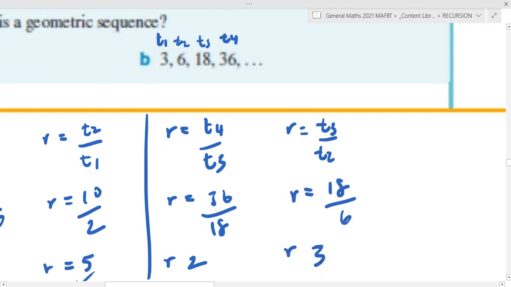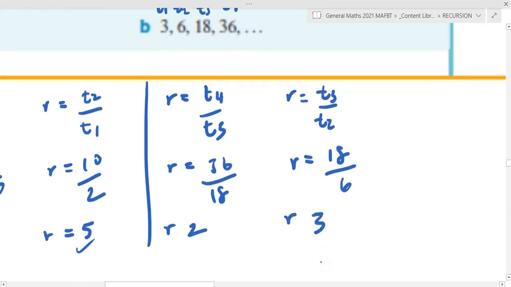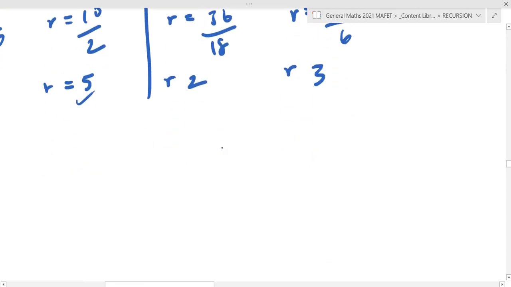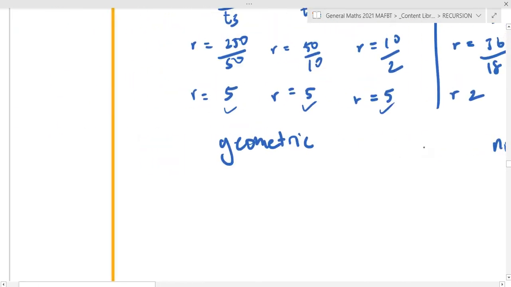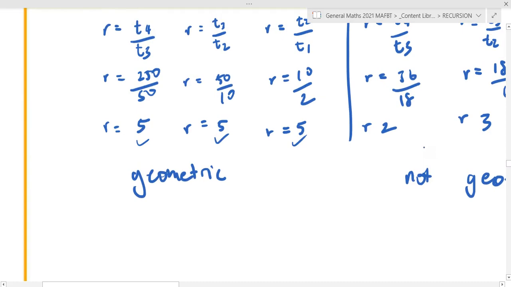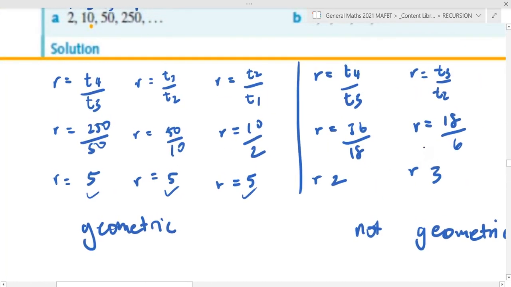So that already, you only need to do that. You don't need to do any more. That's already not geometric. It looks geometric. It does, yeah, but if you test it, it isn't multiplying by the same number. Whereas arithmetic is adding or minusing by the same number. Okay, so that's not geometric.